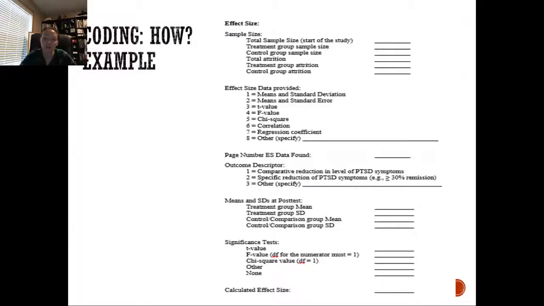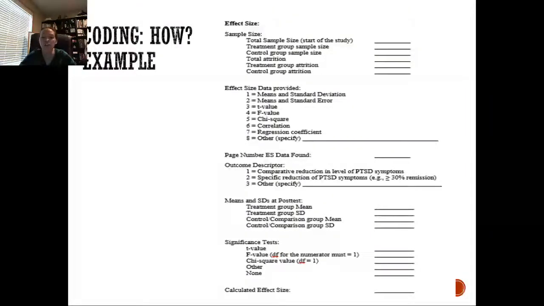And then you're going to be coding the means and standard deviations. Now, you can also code at pretest, but the most common is just to code the post-test scores. So you write those out for the treatment group and control group with means and standard deviations.